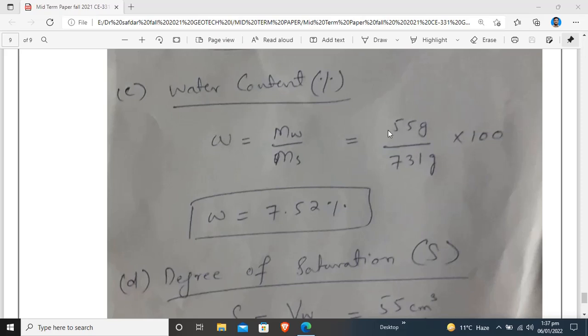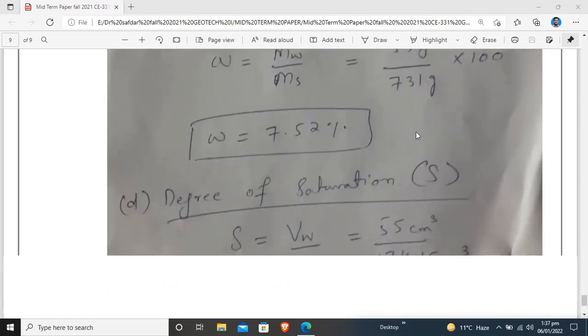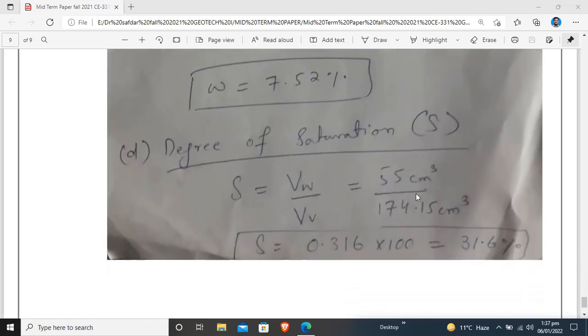Now degree of saturation, which is volume of water divided by volume of voids. The volume of water was 55 centimeter cube and the volume of voids was 174.15. After solving that, dividing this by this, we obtained the degree of saturation as 0.316, or 31.6%. And that was the solution for the midterm paper.